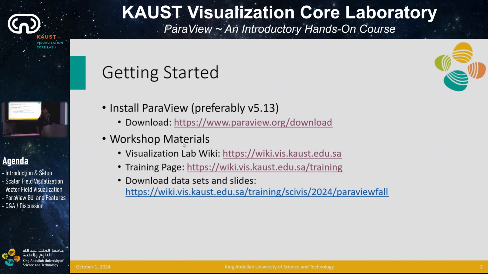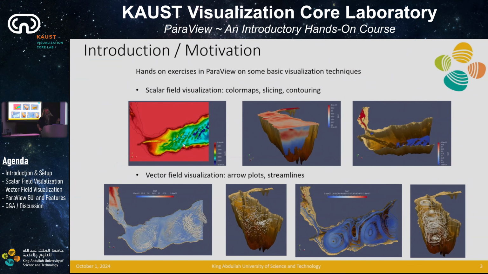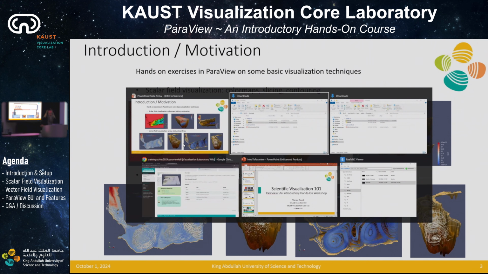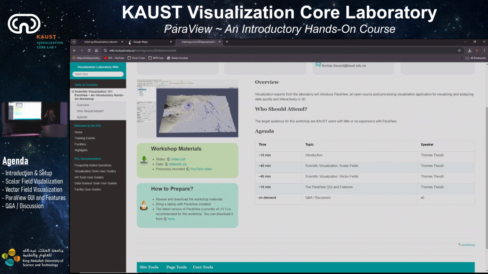Okay. A little motivation right ahead before we start. This is the data set we're going to work with. It's a simulation of the water movement in the area of the Gulf of Aden, actually. I have opened that here on Google Maps.